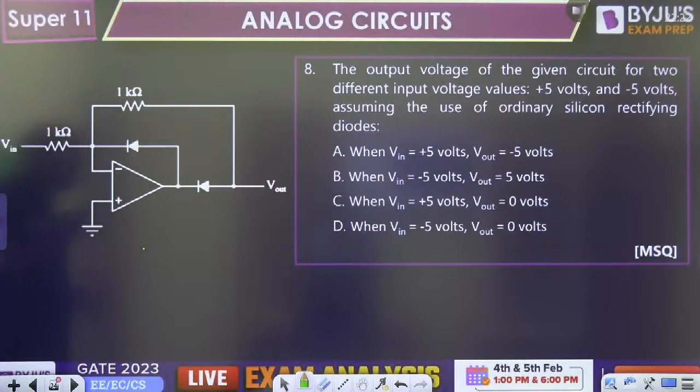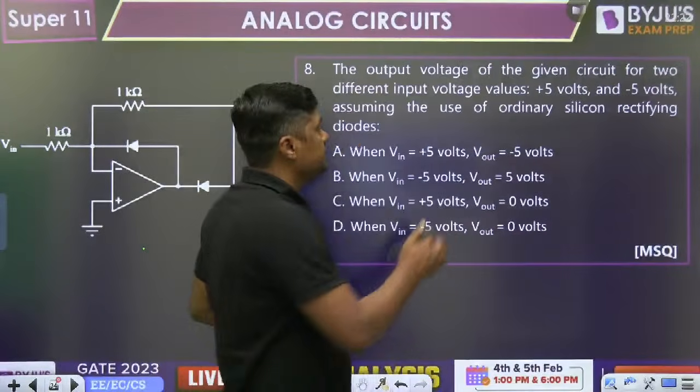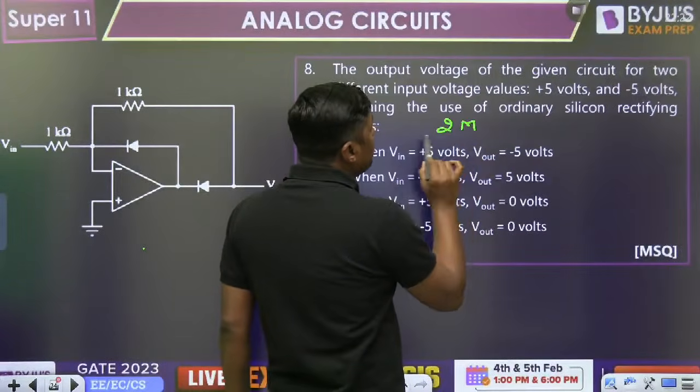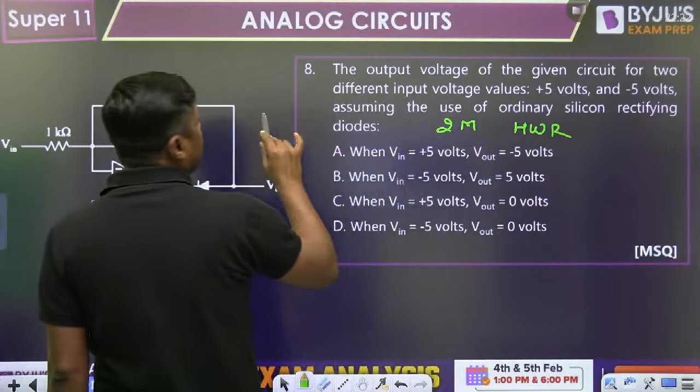It is MSQ. The output voltage of the given circuit. I have solved the diagram. This is a different question. MSQ, 2 mark. Precision rectifier, half wave rectifier. What is the name of the circuit? Precision half wave rectifier.